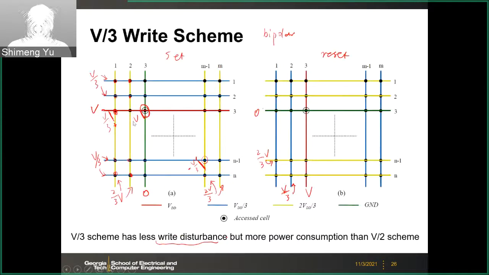So there are trade-offs between the V/2 and V/3 schemes. And you have one homework on this kind of V/2 or V/3 scheme. And you might see this kind of problem in your final exam as well.